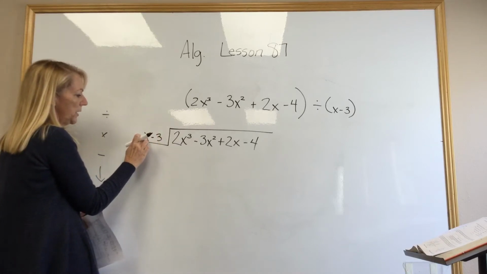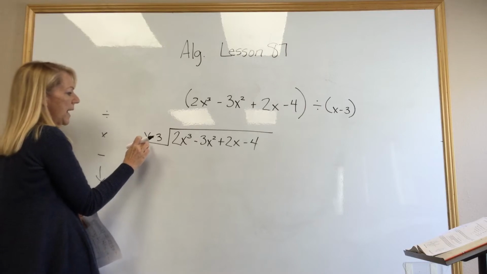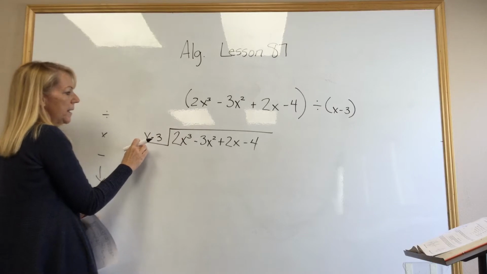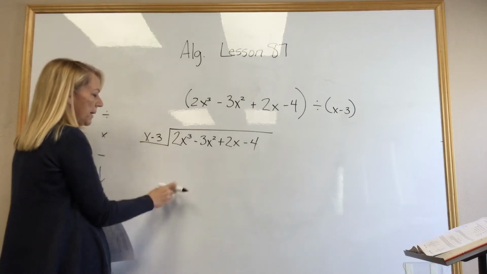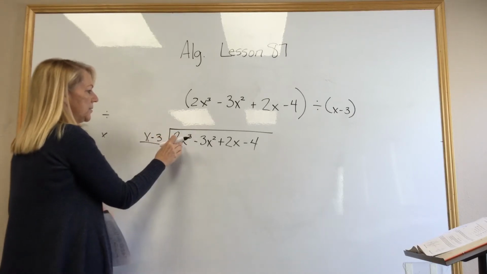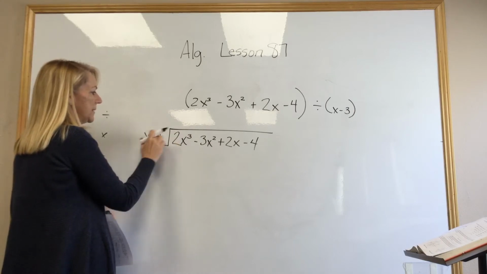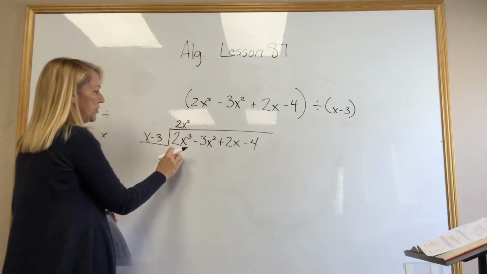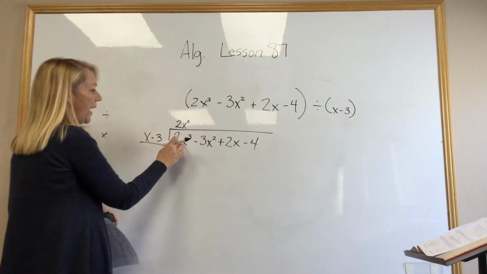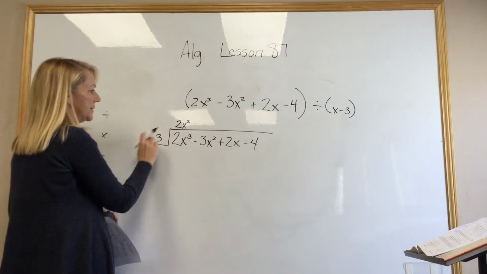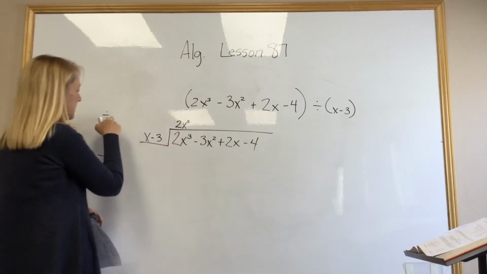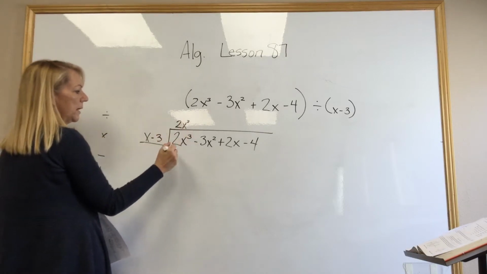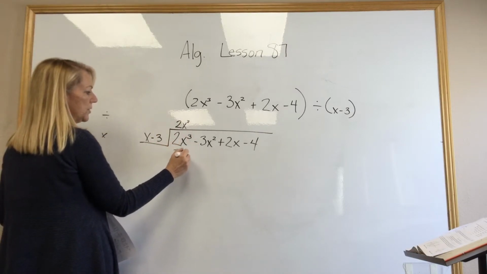And so we're going to look at the x, and if I were to say 2x to the third divided by x, what I'm basically saying is I'm taking away one of these x's. And so if I multiply x times 2x squared, I would get 2x to the third. So I divide, saying 2x to the third divided by x equals 2x squared. That's divide. Now I am going to multiply. X times 2x squared is 2x to the third.